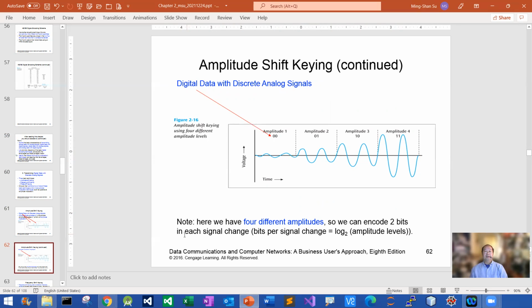Here I put a note that we have 4 different amplitudes, so we can encode 2 bits in each signal change. The number of bits per signal change can be found with a formula: just take the log base 2 of the number of amplitude levels. In this case, we have 4 different levels, which means the number of bits per signal change is 2 bits.